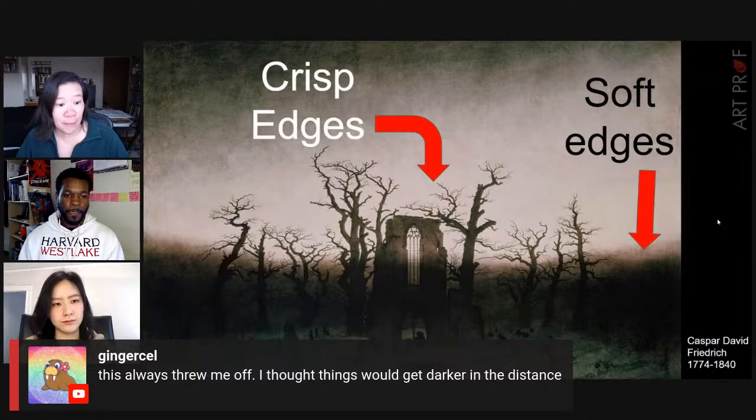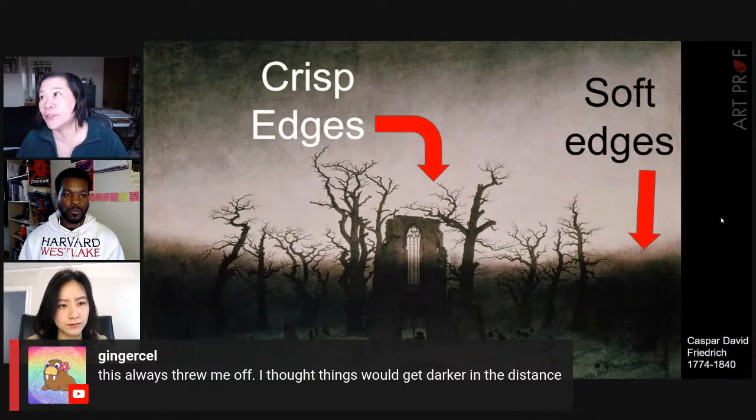Well, Ginger brings up a really good point. I've had this conversation with many people. This always threw me off. I thought things would get darker in the distance. So, Kat, there's a difference between atmospheric perspective and light. Can you tell us what's the difference?